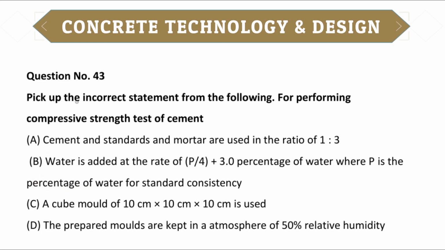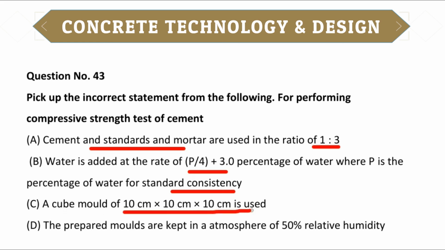So next question, pick up the incorrect statement from the following. In performing the compressive strength test of cement, option A, cement and standard sand mortar are used in the ratio of 1:3. Option B, water is added in the ratio of P by 4 plus 3% of water, where P is the percentage of water from the standard consistency. Option C, a cube mold 10 cm into 10 cm into 10 cm is used. Option D, the prepared molds are kept in atmosphere of 50% relative humidity. So the correct answer is option A, the cement and standard sand mortar are used in the ratio 1:3.